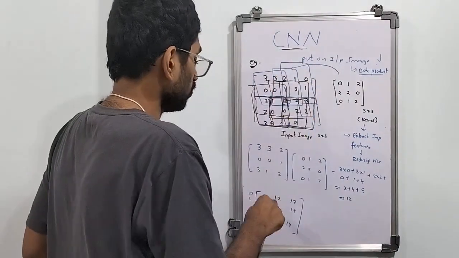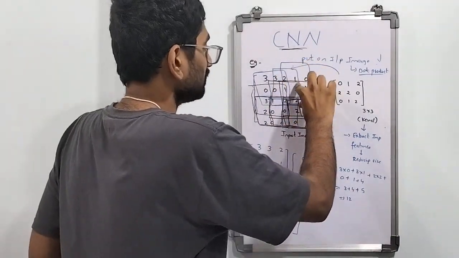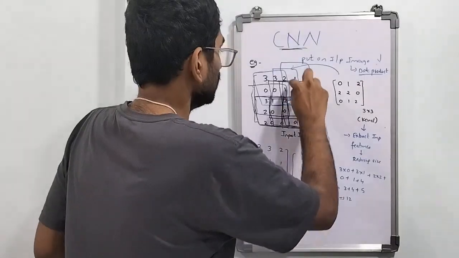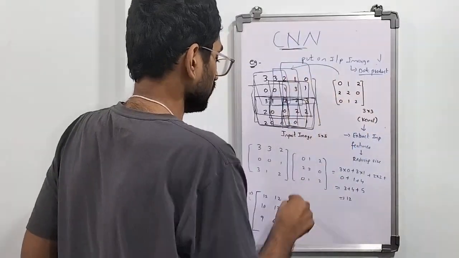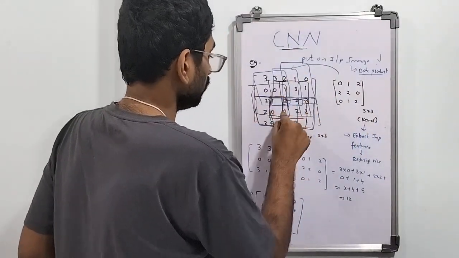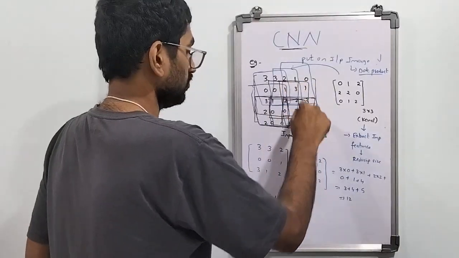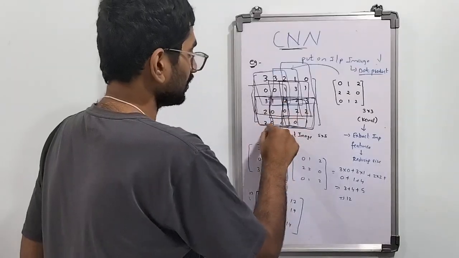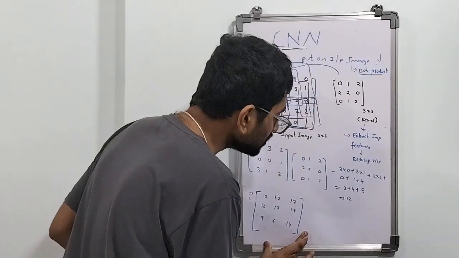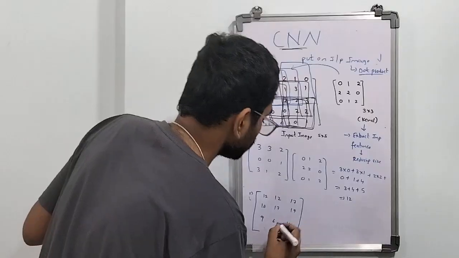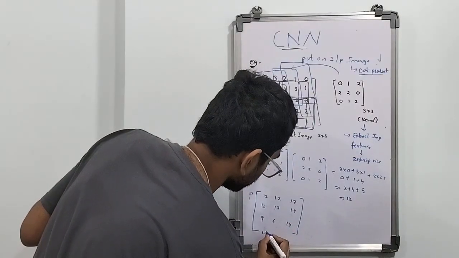Understood? This value, one value, then this multiplied with this, you will get this value. Then this multiplied with this, you will get this value. Then you will go down, you will multiply, you will get this value. Then the center one, you get this. Then this one, you will get this value. Then you will take down and you will multiply it. So this is the updated matrix that you got.